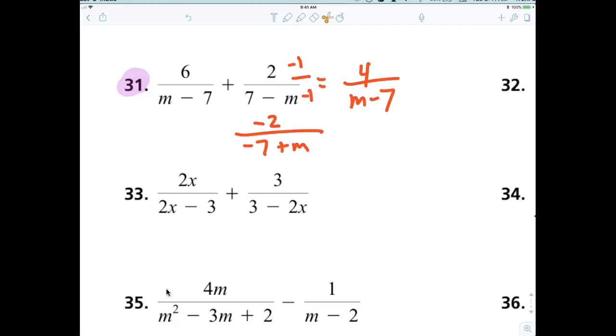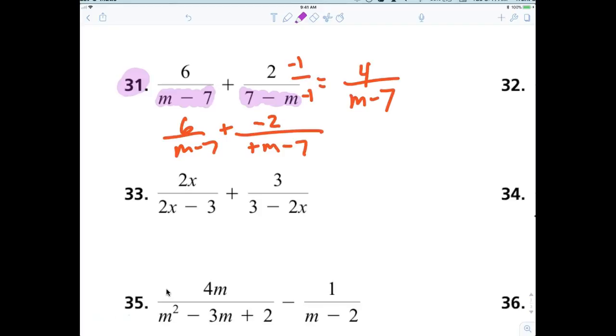Which is the same as m minus 7. That's the same. So 6. Everybody see that now? All right. So again, your denominators, the only time that works is when they're the same but written as opposites of each other. All right?